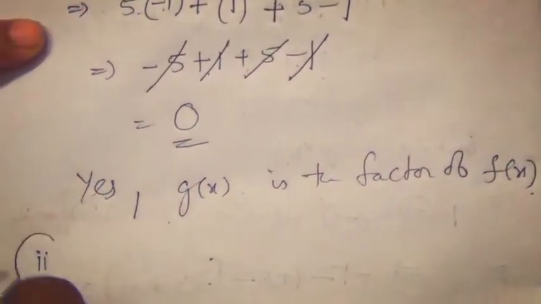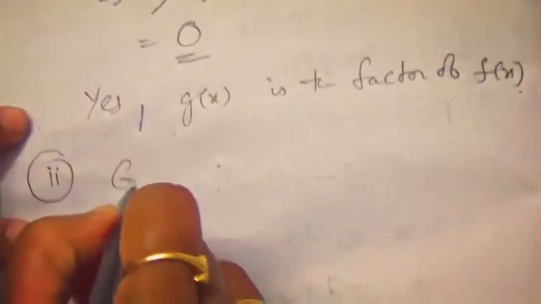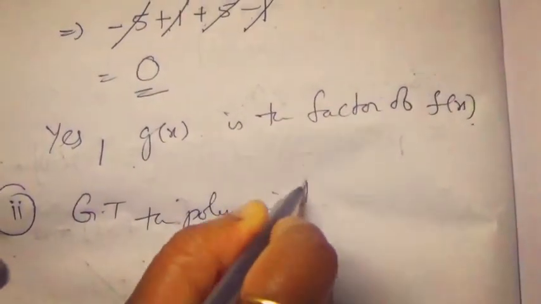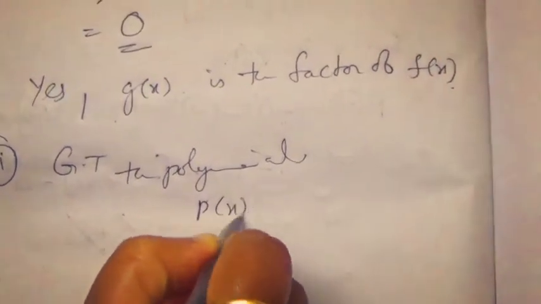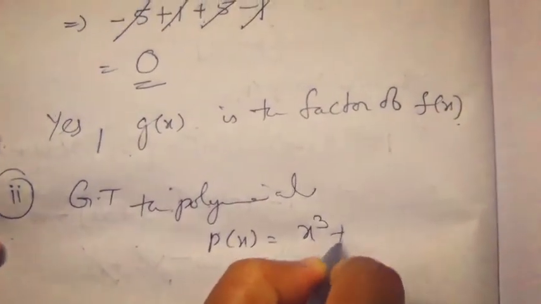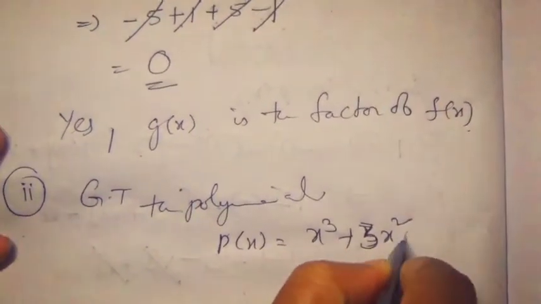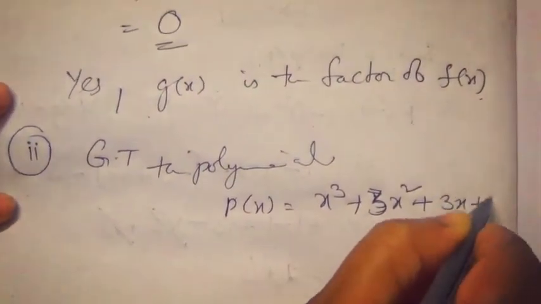Okay, second sum. So given that the polynomial p of x is equal to x cube plus 3x square plus 3x plus 1.